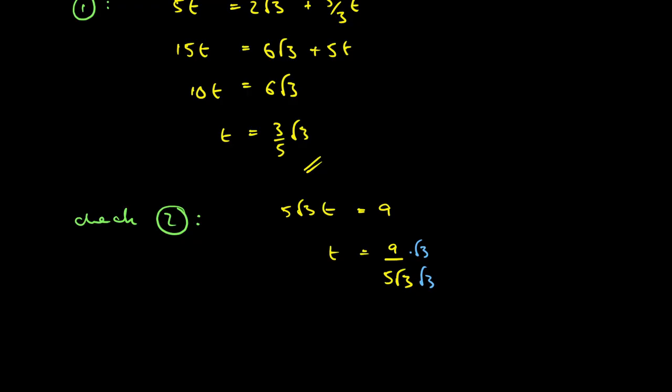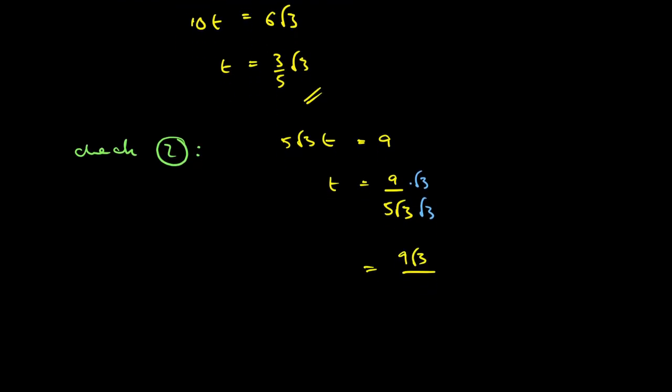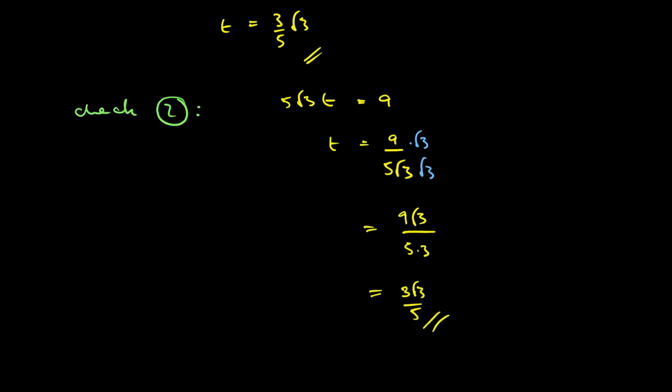So on the top, we're going to get 9 root 3. And on the bottom, root 3 times root 3 is 3, right? So we're going to get 5 times by 3. And we can cancel that to give 3 root 3 upon 5. And that is exactly the same as we got for the first line.